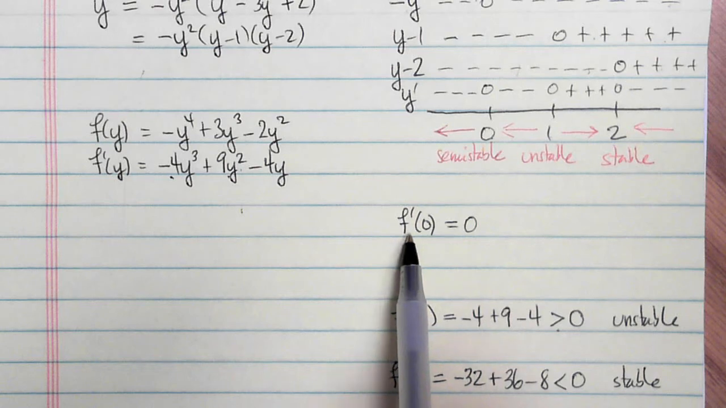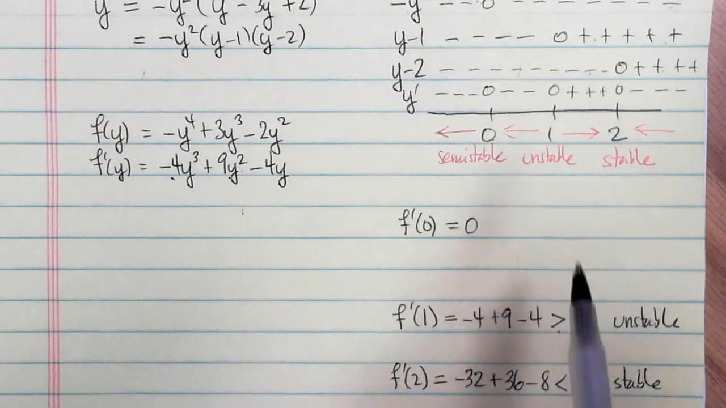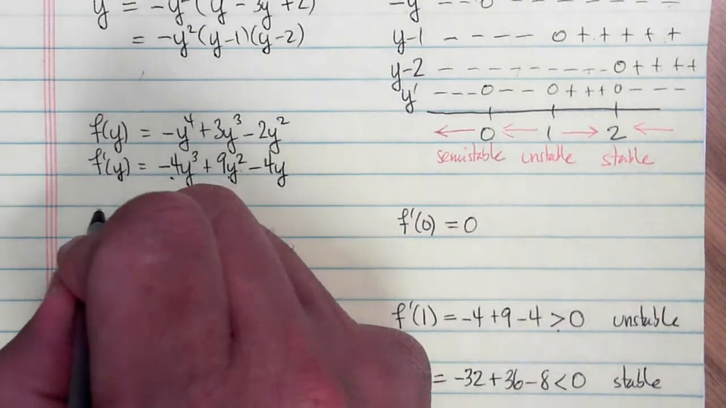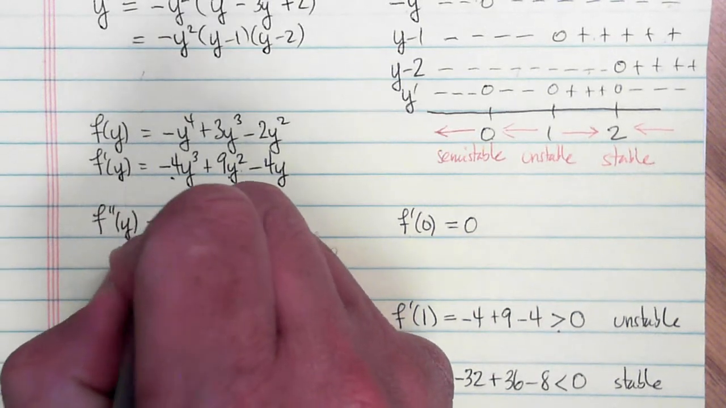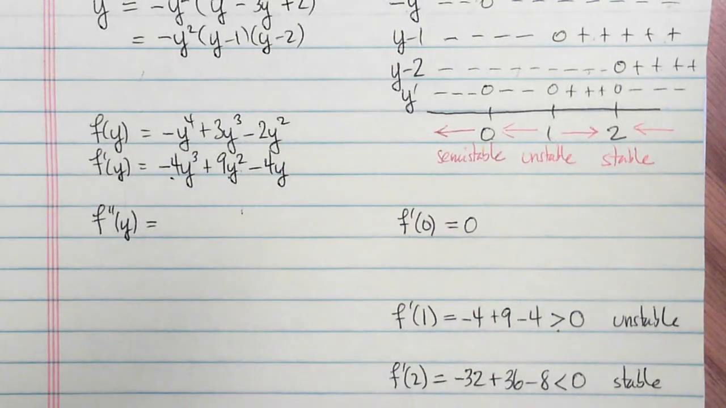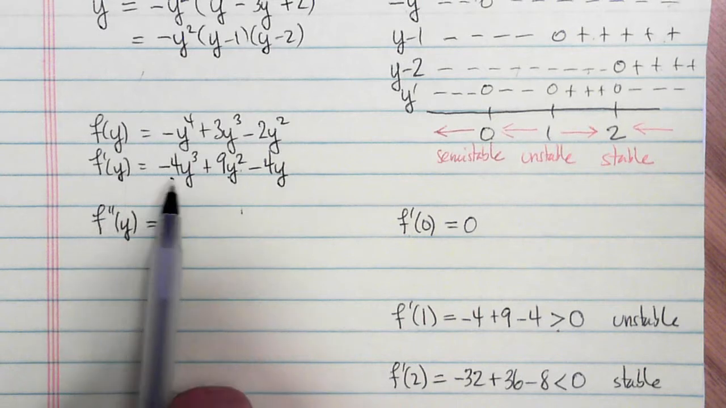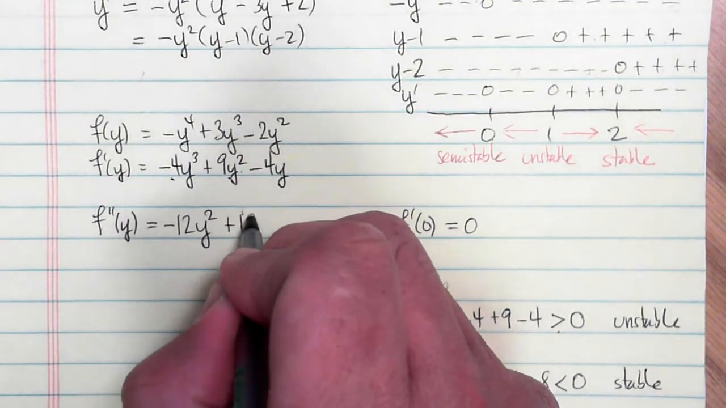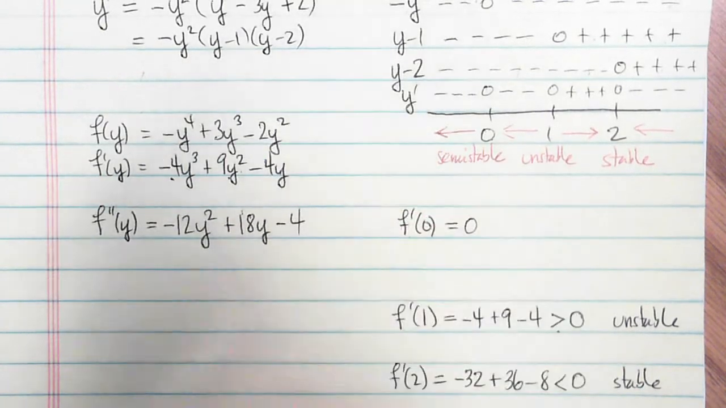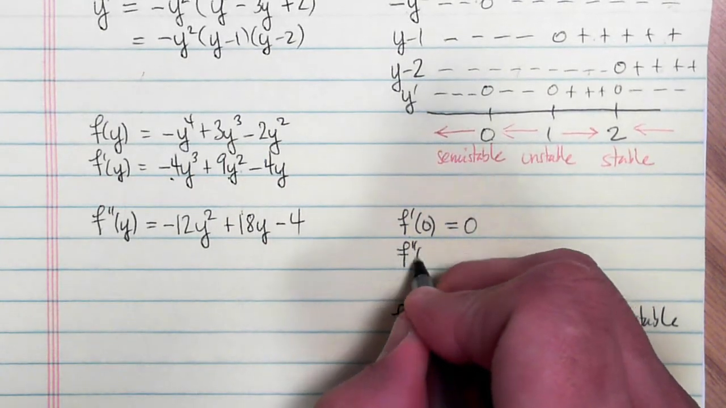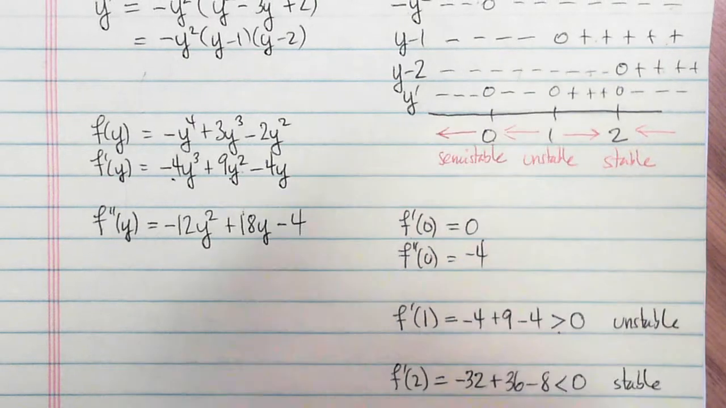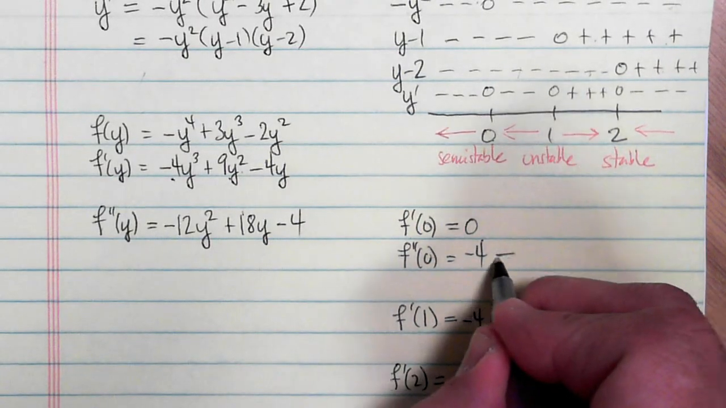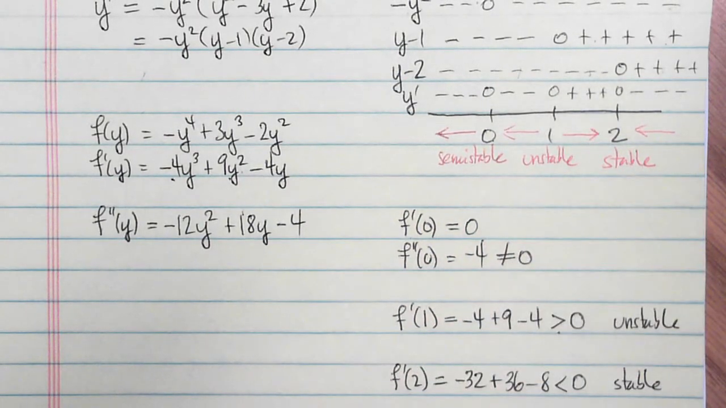Okay, now the last thing we haven't figured out yet is what about 0 here? So this was 0. In order to be able to assess the stability, we have to figure out the second derivative. So if I take the second derivative, I get negative 12y squared plus 18y minus 4. And so the second derivative at 0 is equal to negative 4.